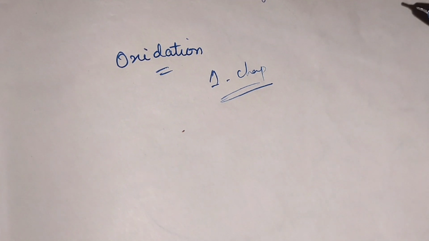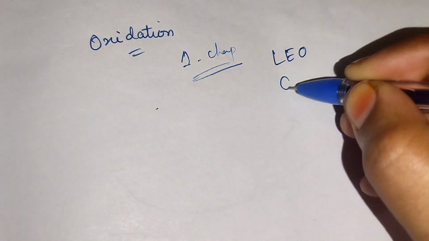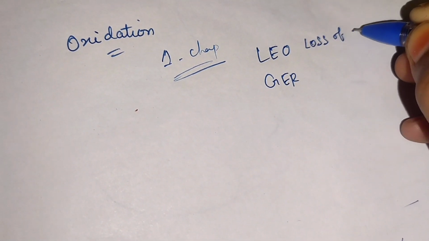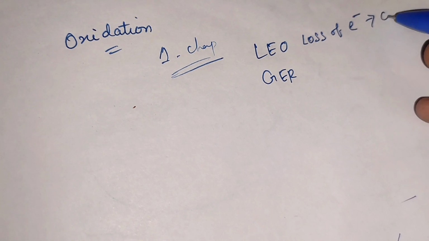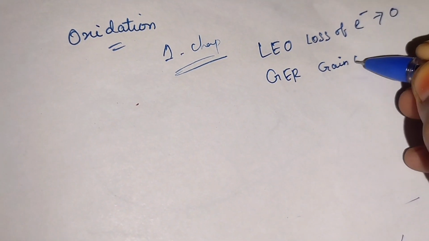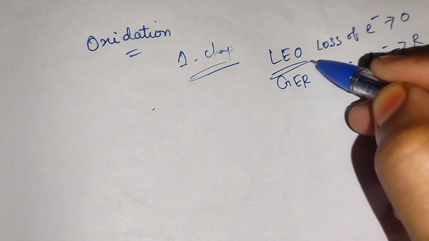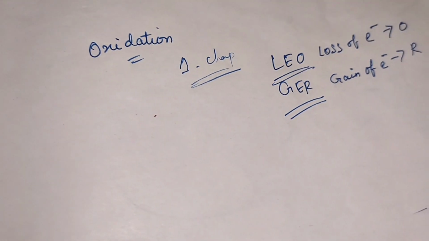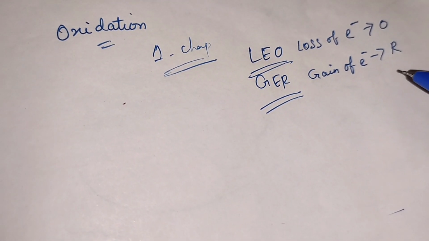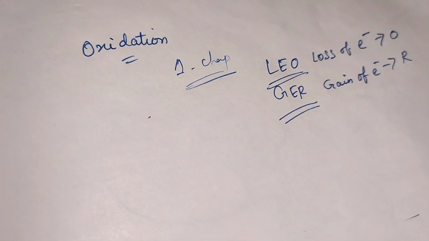The simplest thing to keep in your mind is LEO and GER. LEO means loss of electron is known as oxidation. GER means gain of electron, that is reduction. So if you keep these two in mind, you can easily find out loss of electron, which is known as oxidation, and gain of electron, which is known as reduction. In the first chapter we saw this clearly.